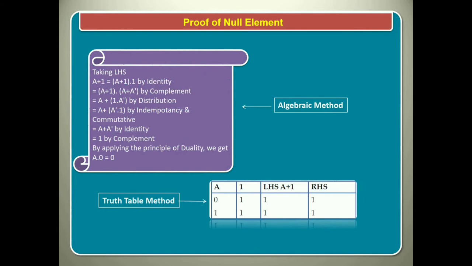Let us now move ahead to prove the null element. According to this theorem, a plus 1 is equal to 1, and a multiplied by 0 is equal to 0. Take a look at the algebraic and truth table methods of proving the theorem. As you can see, in the truth table method, LHS is equal to RHS, and hence the theorem is verified.